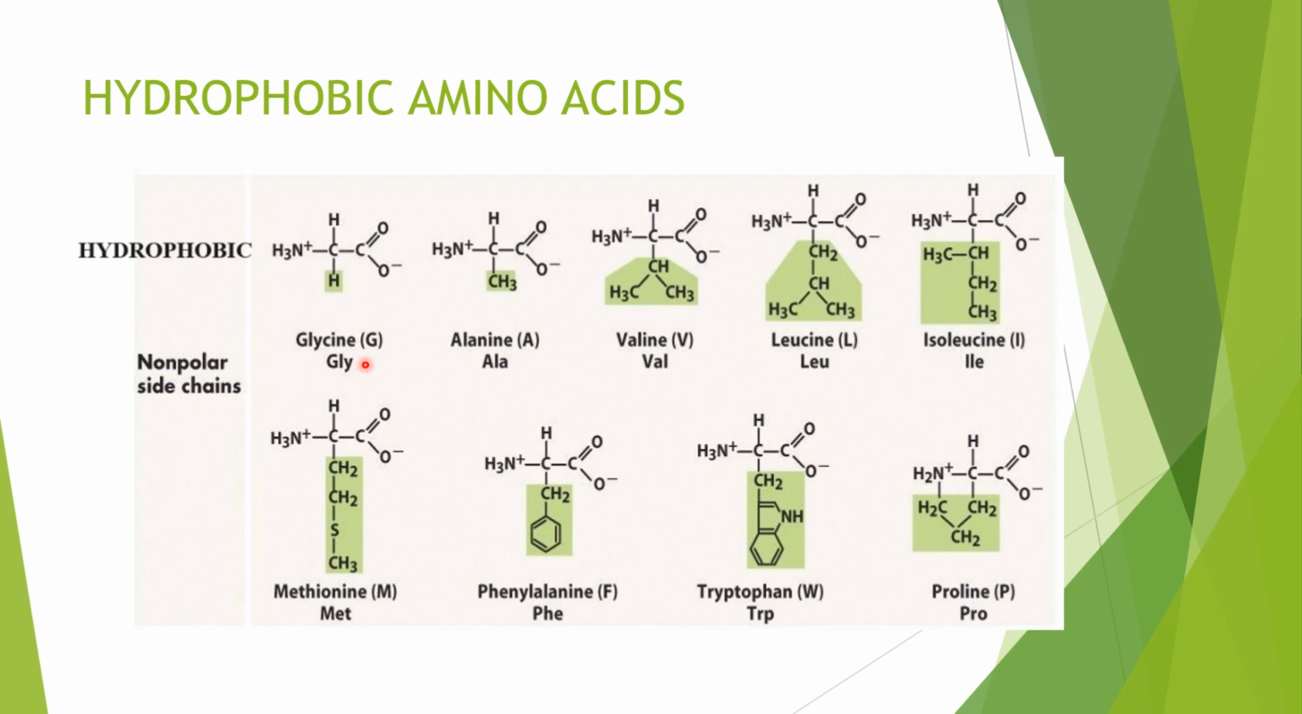Glycine is represented with the single letter G, and the three-letter code is GLY. The side chain is a simple hydrogen, and glycine is the example of an amino acid which doesn't have any optical activity because there is no chiral carbon atom. Next comes alanine, represented as ALA. It has a methyl group substitution, while this is valine, represented by VAL.